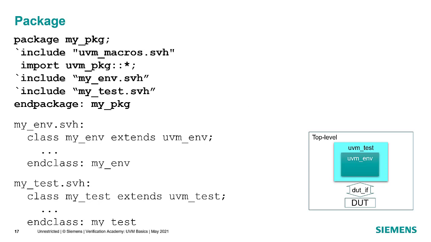Then we can put all this stuff in a package. So in my_package, we need to include the uvm_macros.svh file, and this is part of the UVM distribution. We import the uvm_package using the star notation, and then we can include other files. So in this case, we'll have a my_env.svh that includes the environment class, and a my_test.svh that includes the test class. This gives us the ability now to just compile this package, and we've included in it all of our code for our UVM test, including the environment, as well as all the UVM base class code required for the compiler to understand what we've written.